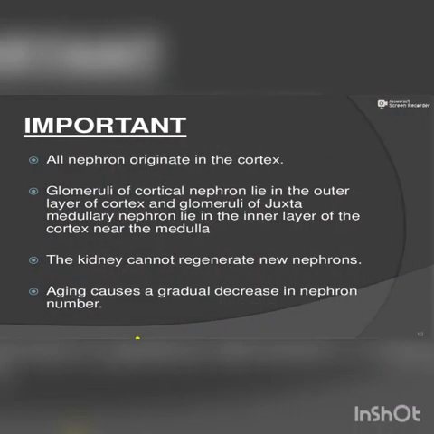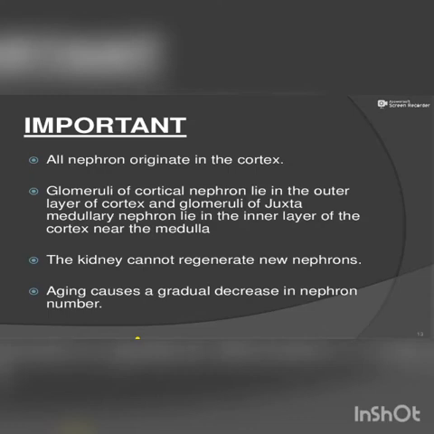Important. All nephrons originate in the cortex. Glomeruli of cortical nephron lie in the outer layer of cortex and glomeruli of juxtamedullary nephron lie in the inner layer of the cortex near the medulla. The kidney cannot regenerate new nephrons. Aging causes a gradual decrease in nephron number.